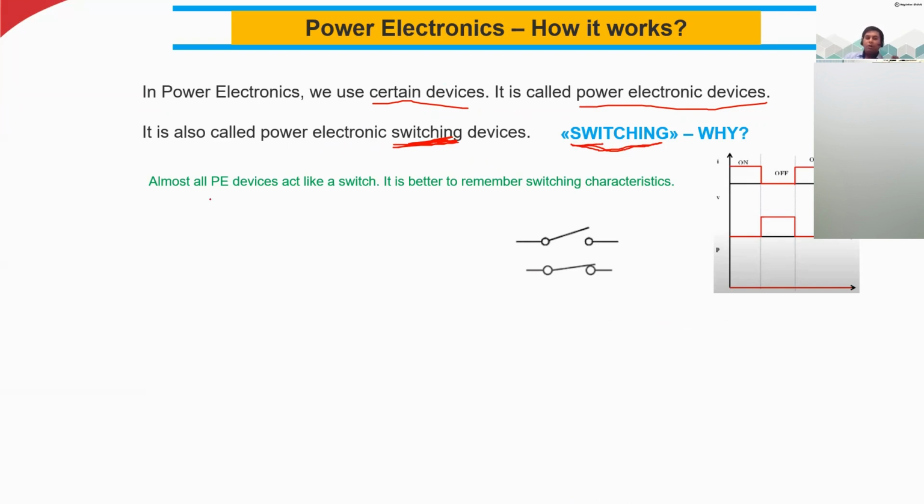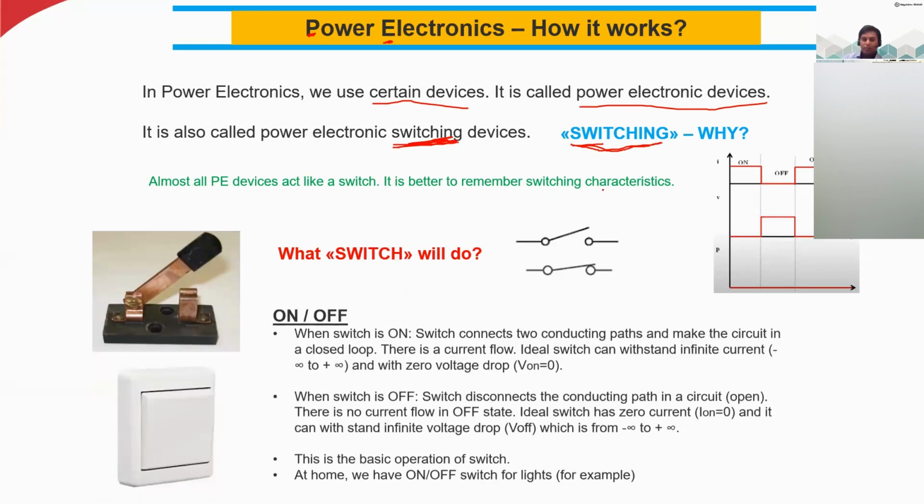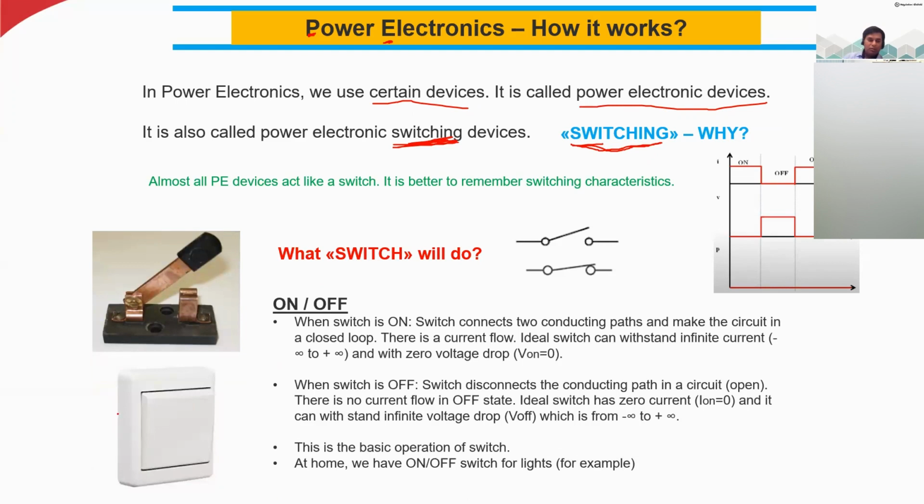Because almost all PE devices, so shortly we can call power electronics as PE here, all PE devices are acting like a switch. So we should remember the switching characteristics. Generally, what is the switch doing in our home? We have switches right in our home. So we use this switch to turn on the light, to turn off the light, on and off.